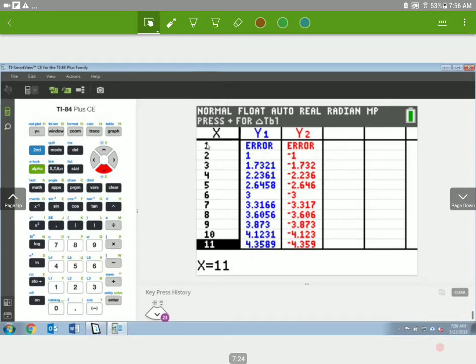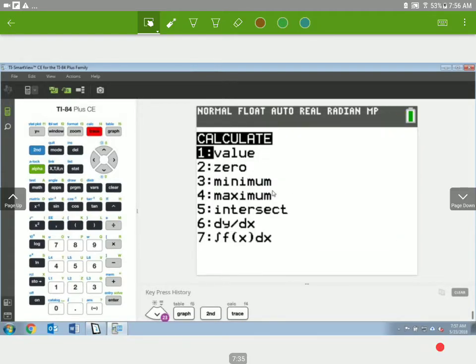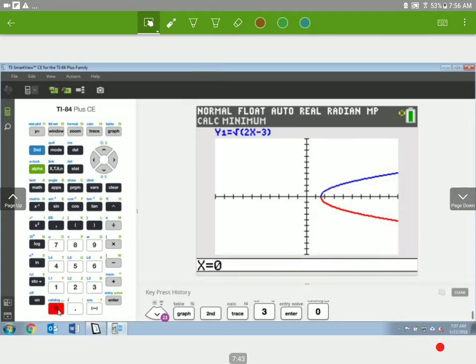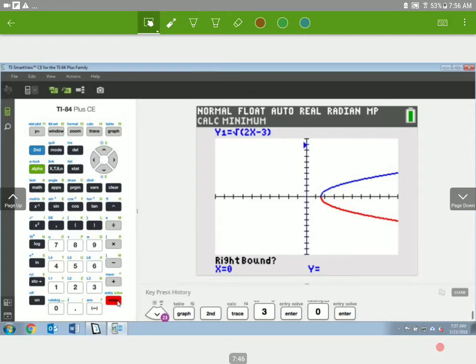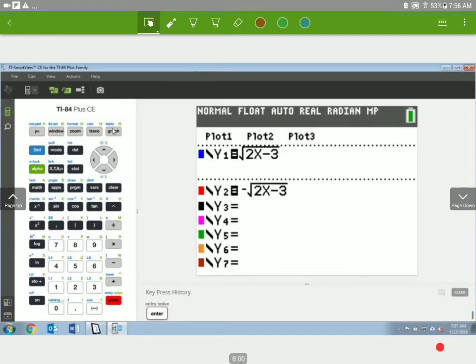And I'm pretty sure I had the one thing about this right there. Where is that? So second, calculate. I wonder if I can calculate an endpoint. Let's do minimum. So for a left bound, I wonder if I can do 0 as a left bound, and it not yell at me. 5 is a right bound. It might yell at me for trying to find the minimum right there on that blue line. Yep. All right. Oh well. So we know it crosses in there somewhere. We're just going to graph and be done with it.